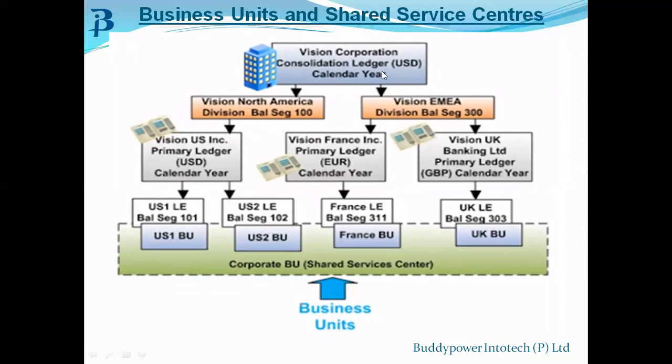So here we can see this Vision Corporation, right, which is a US company, under which it has 2 divisions, namely the North American division and the EMEA. What is EMEA? I remember telling you. Do you remember?